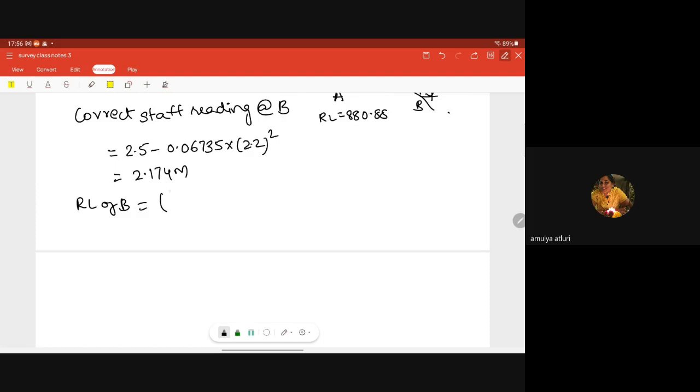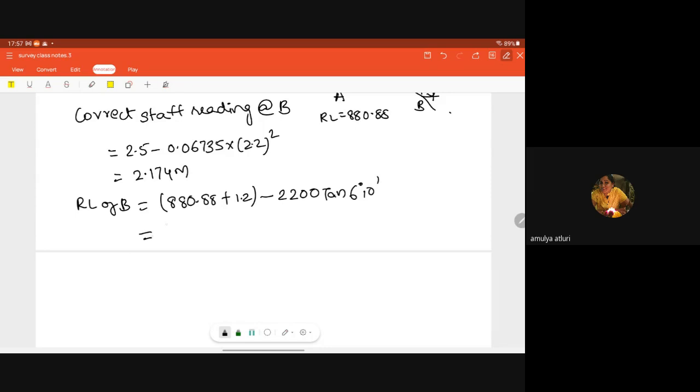Next, RL of B is equal to the reduced level at A minus the distance into tan alpha, right? Yes. Reduced level at A, what is the level? It is given at A plus height of the instrument 1.2 minus the distance between A and B, it is given 2200 meters into tan alpha, it is given 6 degrees 10 seconds.